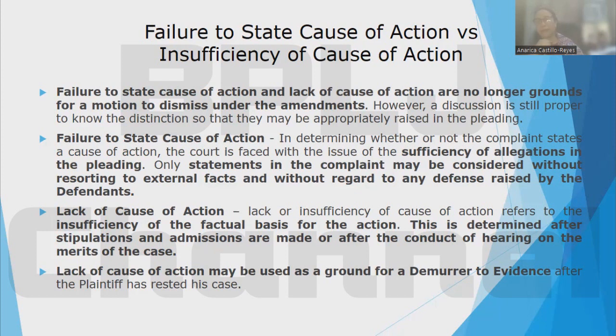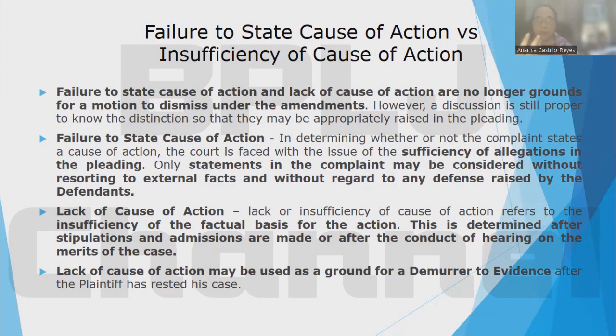On the other hand, lack of cause of action refers to the insufficiency of the factual basis of the action. This is determined after the stipulations and admissions are made or after the conduct of hearing on the merits of the case. It can be the basis of a demurrer to evidence.